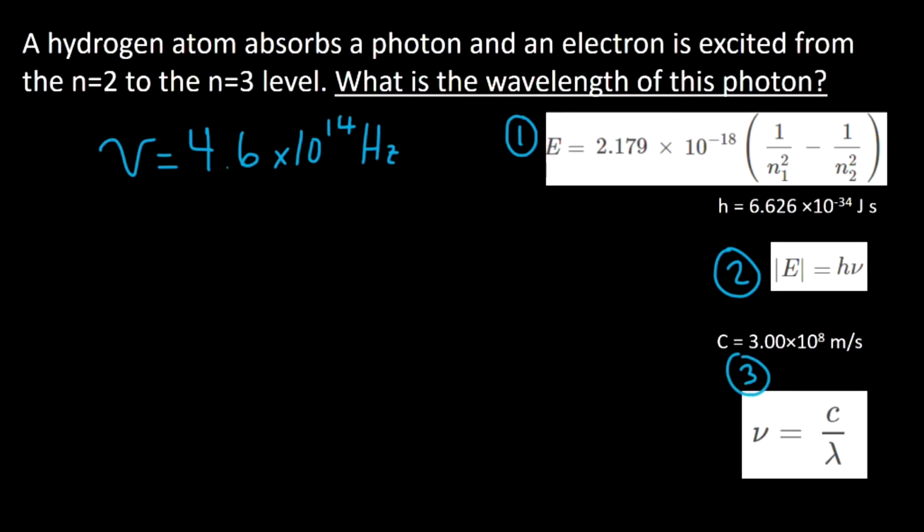Okay, so we know we have the frequency of the light, and we always have the speed of light, 3.00 times 10 to the 8th. And the units of our speed of light are meters per second. Light moves really, really fast. So frequency is equal to c over lambda.